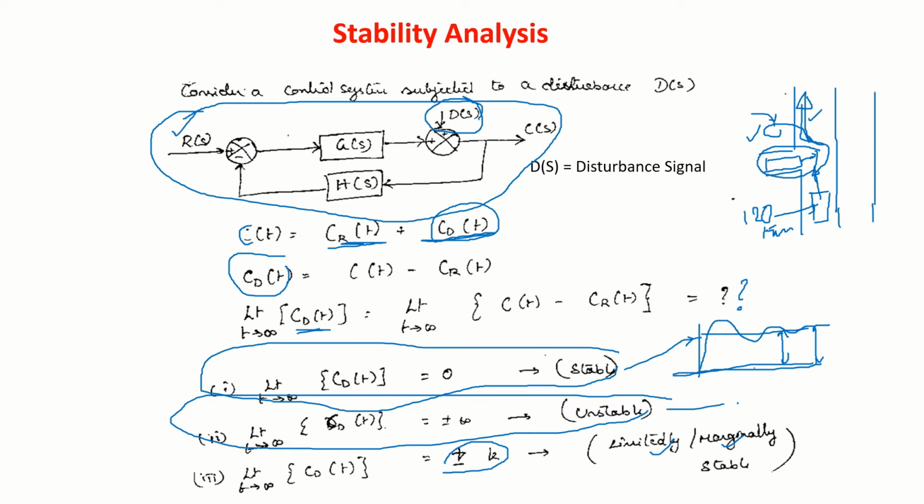If you take this case, you are given a bounded input. So your system response builds up like this. It becomes unbounded, unstable. Or it remains a constant, then I call it limitedly or marginally stable.